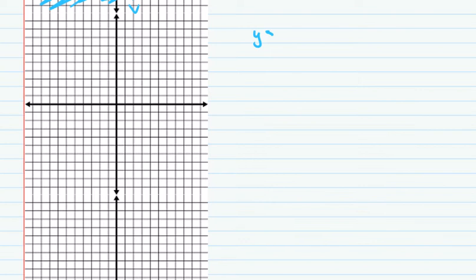Alright, let's look at another example. y is greater than or equal to negative 2. So I graph it by going down 2 on my y-axis, and I see, is it going to be a solid or dotted line? It will be a solid line. Since it is equal to, I want to include it.